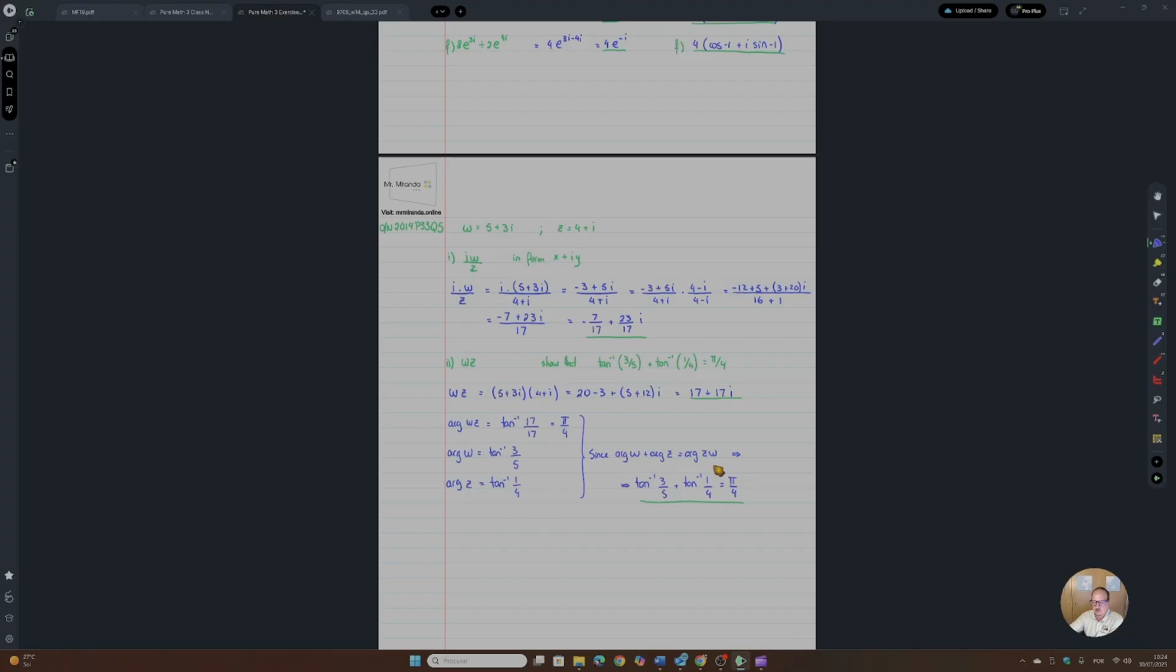So using this equality over here, you can then just substitute. Argument of w is tan^-1 of 3/5. Argument of z is tan^-1 of 1/4, equals argument of zw, which is pi over 4. And you have proven this.